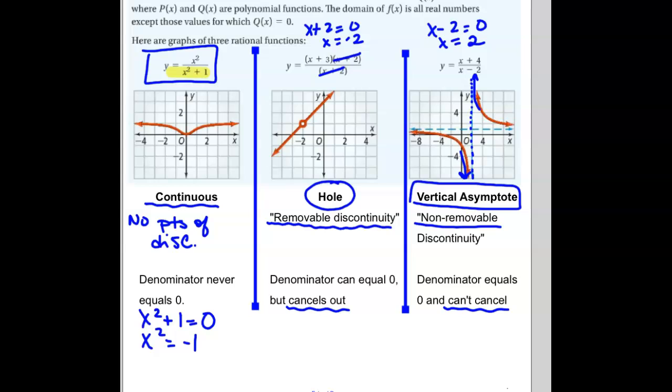Okay, so you will have these three situations. One where your graph is just continuous. There's no points of discontinuity. There's no values that make the denominator 0. Second one, we do have values that make the denominator 0, but we are able to cancel them out. So that creates the hole in our graph. And then the third case is where we have an issue with the denominator being 0, but there's no way to get rid of it.